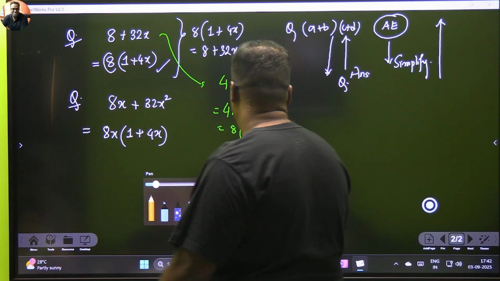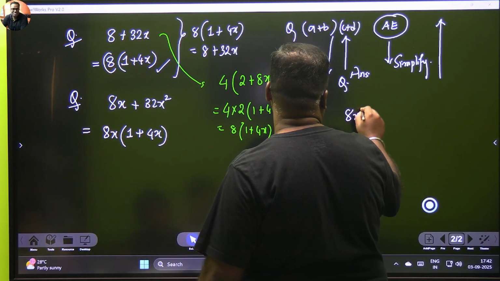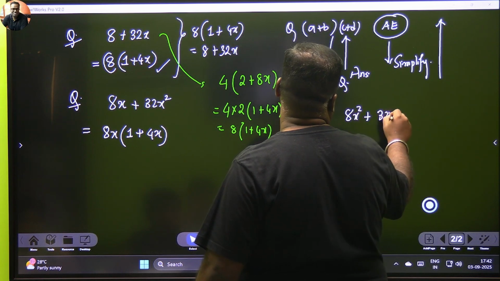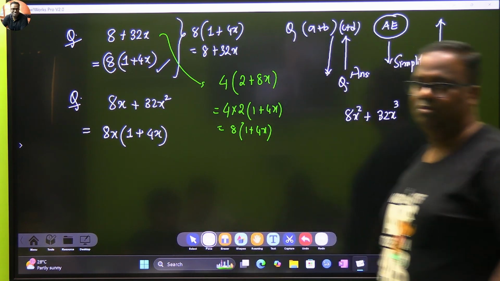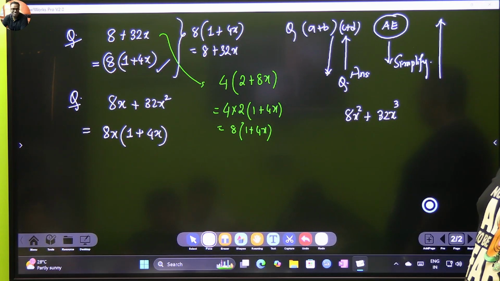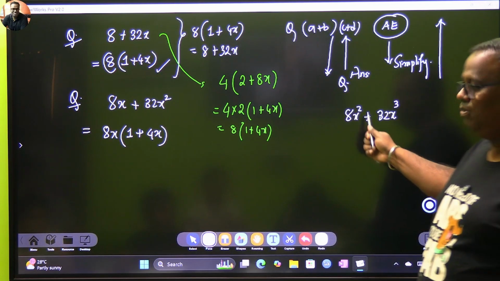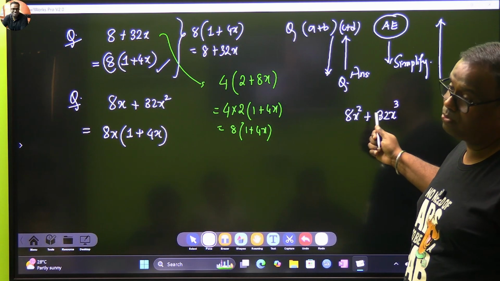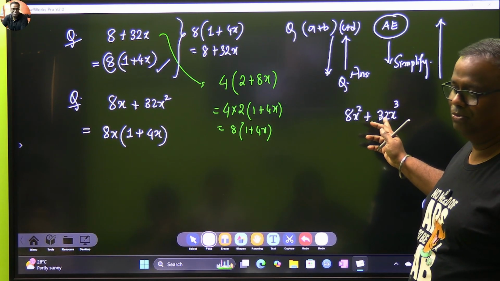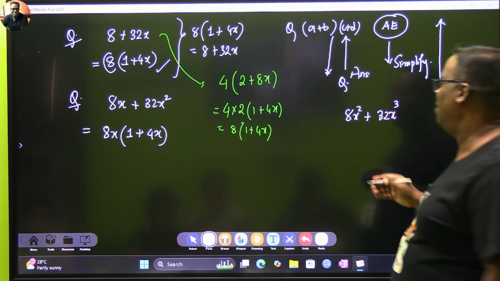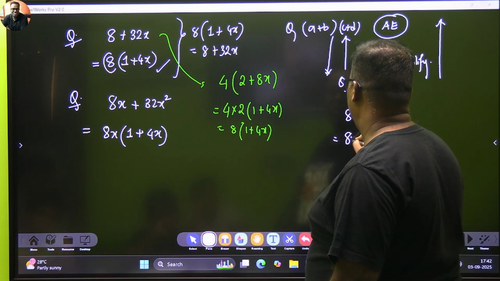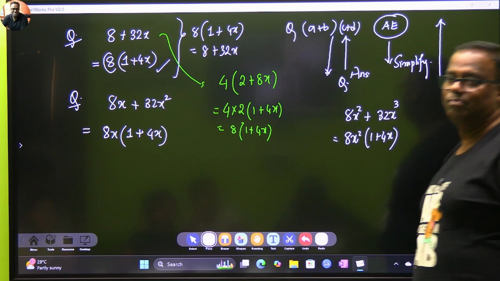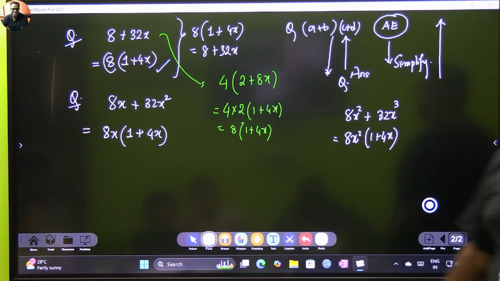Okay, let's complicate one step more. Let's say we have 8x and we have 32x cube. Now you can say, hey, give me 8x square, because this fellow 8 can give, as well as a square also he can give, because he's holding cube right now with him. So now if we factorize it, we can take 8x square common. It becomes 1 plus 4x. Have we understood? If you want to copy, you can copy this.